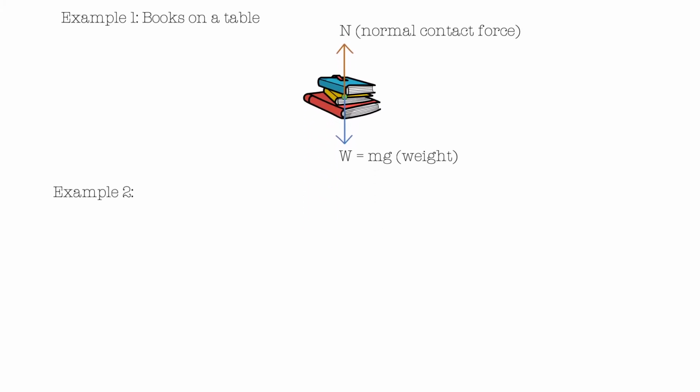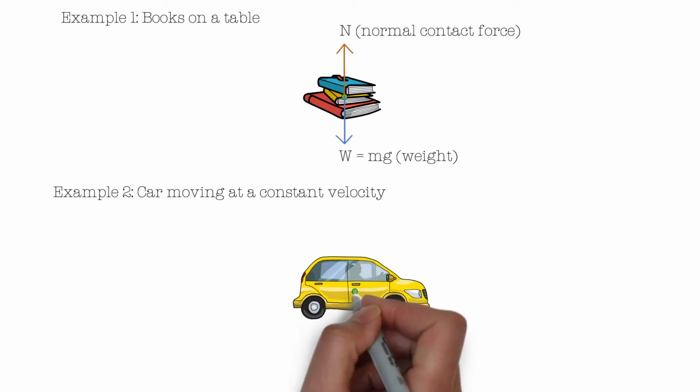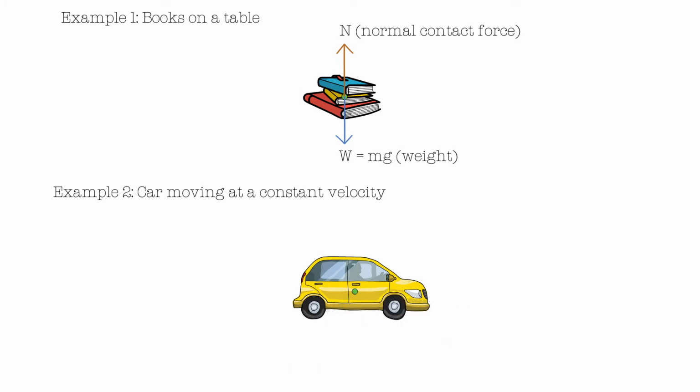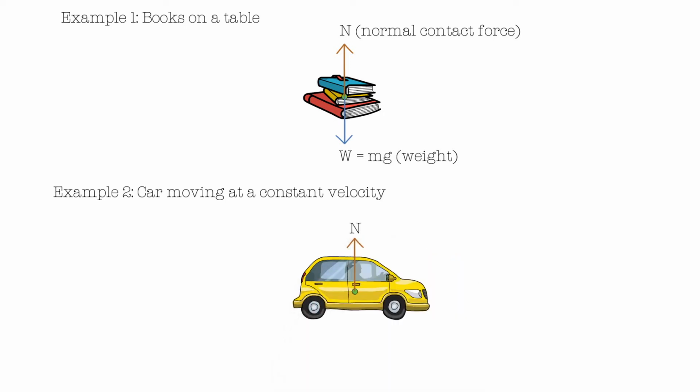Let's have a look at another example, where we have a car moving at a constant velocity. Assuming that the car's mass is uniformly distributed, we can draw the center of mass. Consider the vertical forces. We have the normal contact force acting upwards, and the weight of the car which acts downwards. The forces acting on this moving car are the same as the books that are stationary in example 1. This is because the car is moving at a constant velocity. This means that there is no resultant force according to Newton's second law of motion. Therefore, no arrows are drawn horizontally.